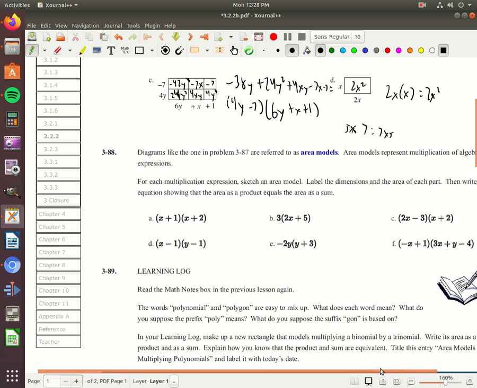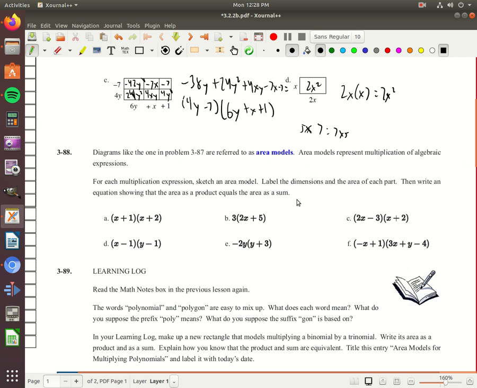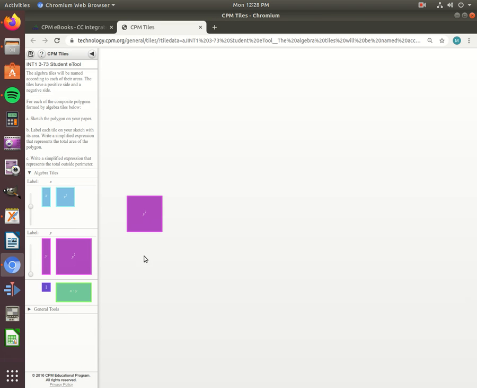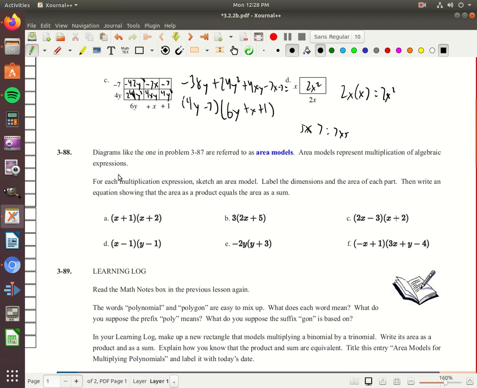All right, so 388, it says diagrams like the one in 387 are area models. Area models represent multiplication of geometric expressions. It's just a nice shortcut to not have to use all the algebra tiles. You're absolutely allowed to use the algebra tiles if you want. I will let you use them on the test. I don't care. I just like the area models because they're a nice shortcut.